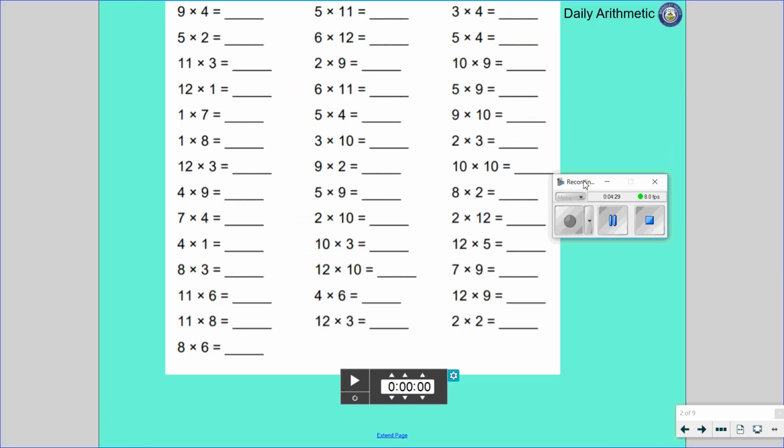Okie dokes then, Year 6, times tables. Pause the video now and give yourself 1 minute to have a go at the times tables.